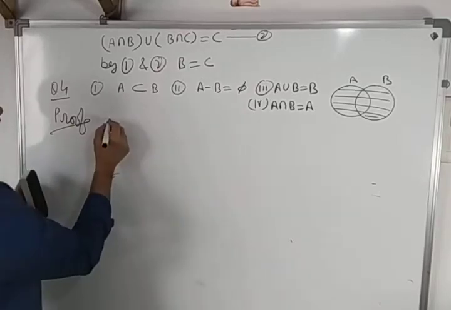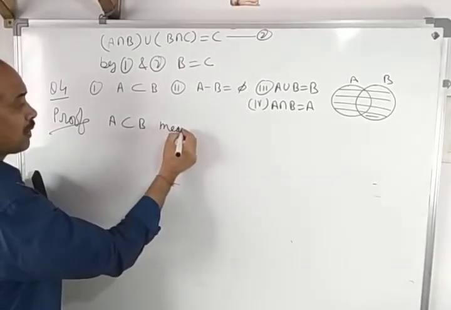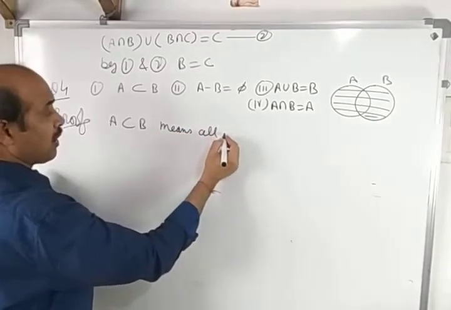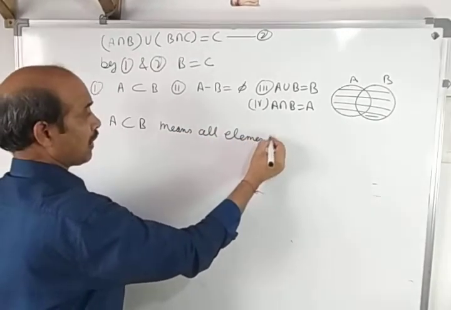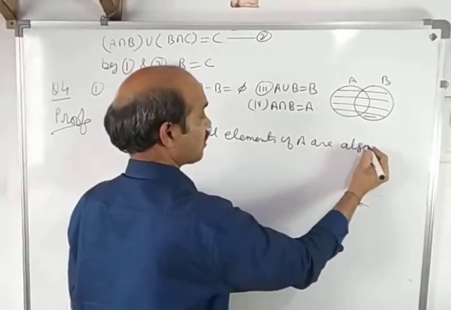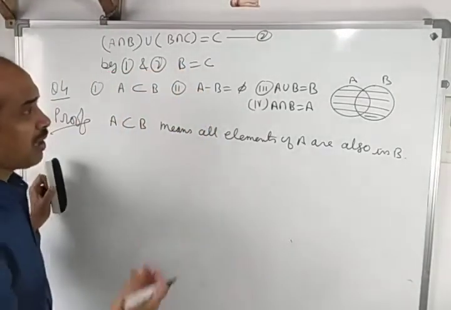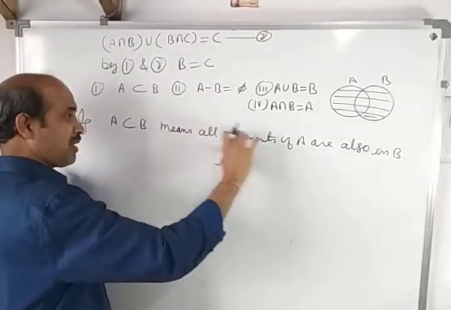So we will take first A subset of B, means all elements of A are also in B. Now we will try to convey all remaining 3 are also conveying the same meaning.